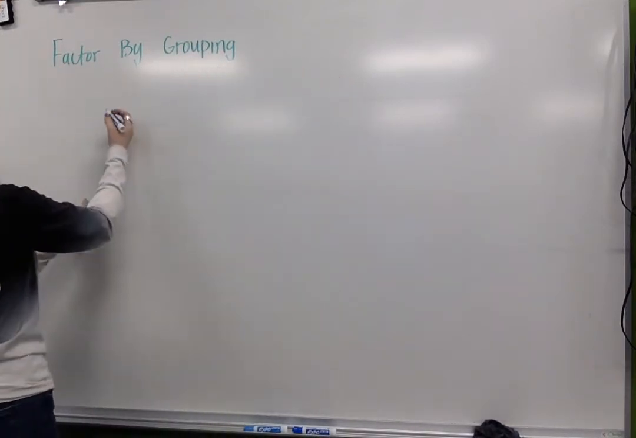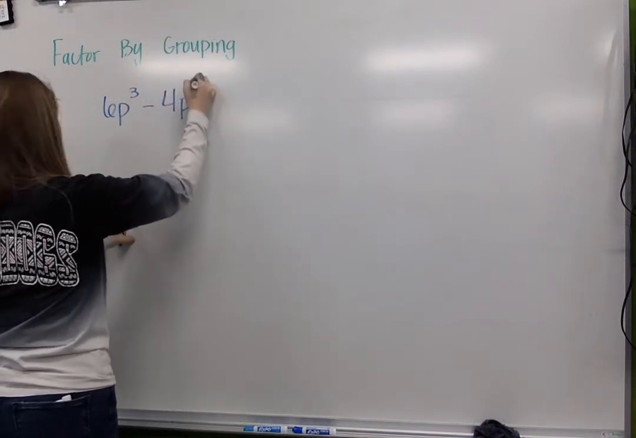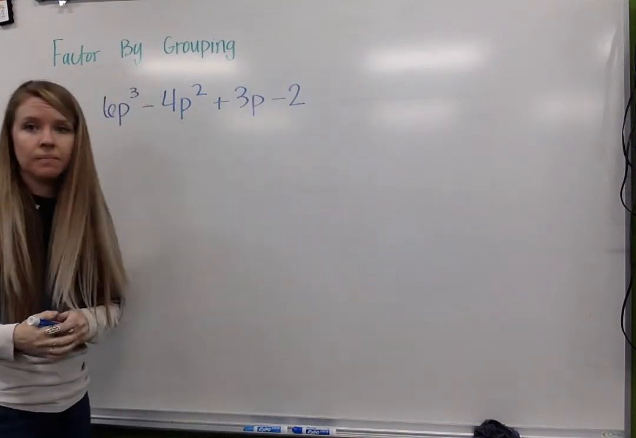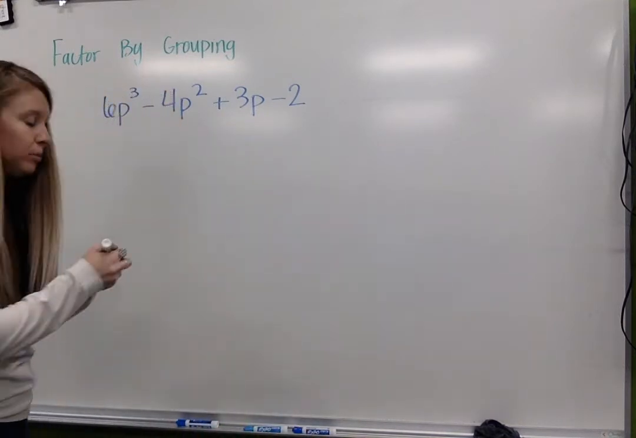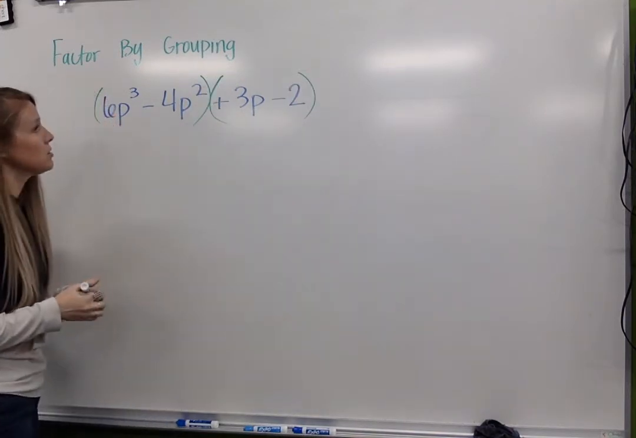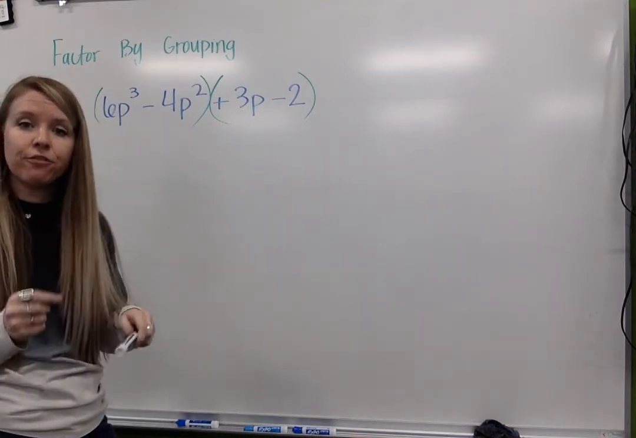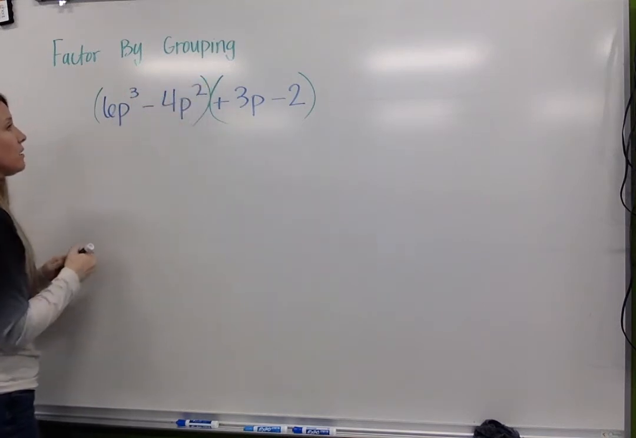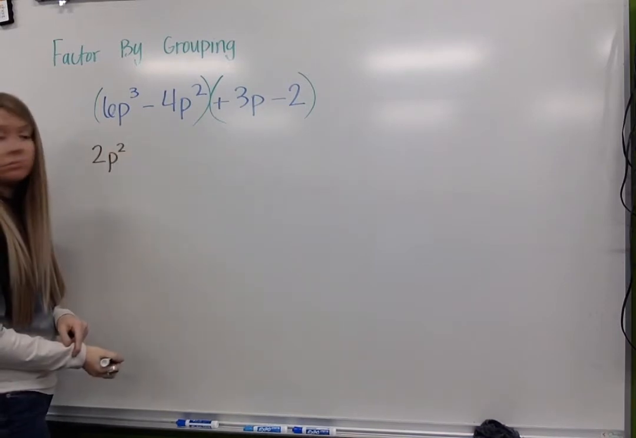All right, so let's look at 6p cubed minus 4p squared plus 3p minus 2. Okay, so the first thing I'm going to do is I'm going to group. I group the first two terms and the last two terms. So we're looking at this. And now we factor the GCF from the first group. So 6p cubed minus 4p squared, they have 2p squared in common.